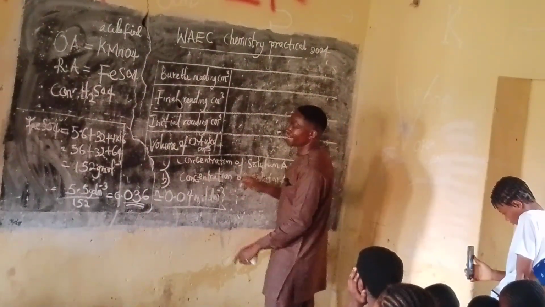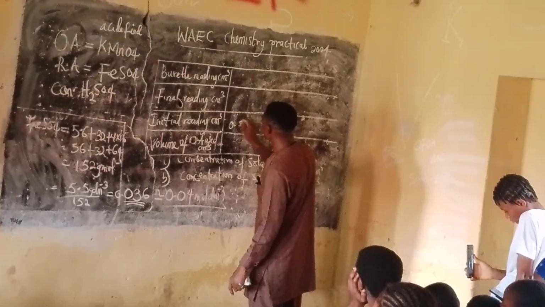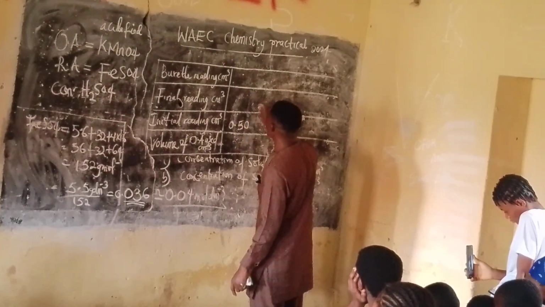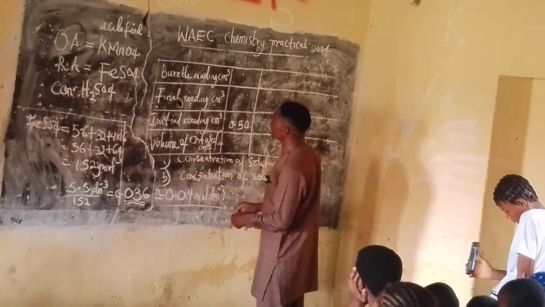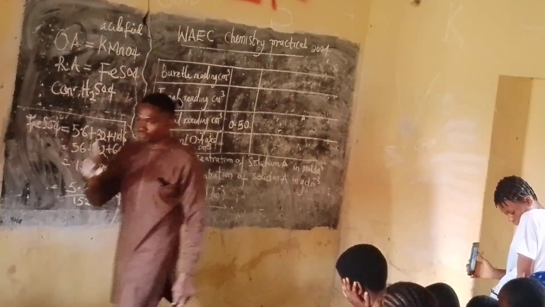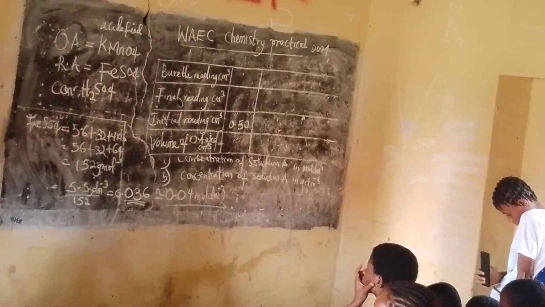This one is colored, I couldn't start from 0.0. Starting from 0.50 as my initial reading in the row. Then let's assume my endpoint will go to 11.70.